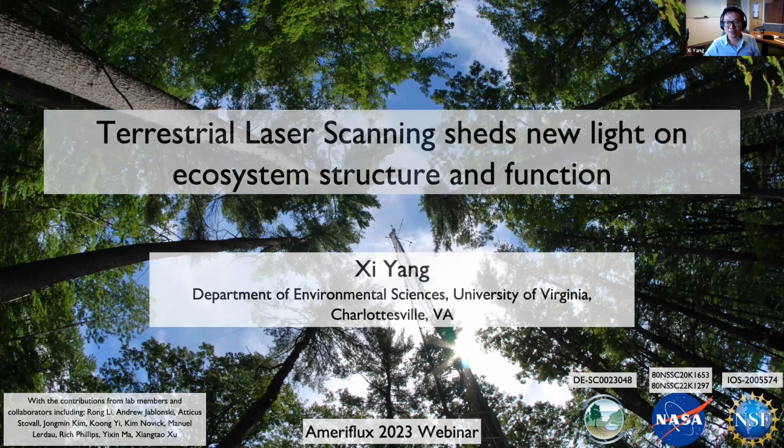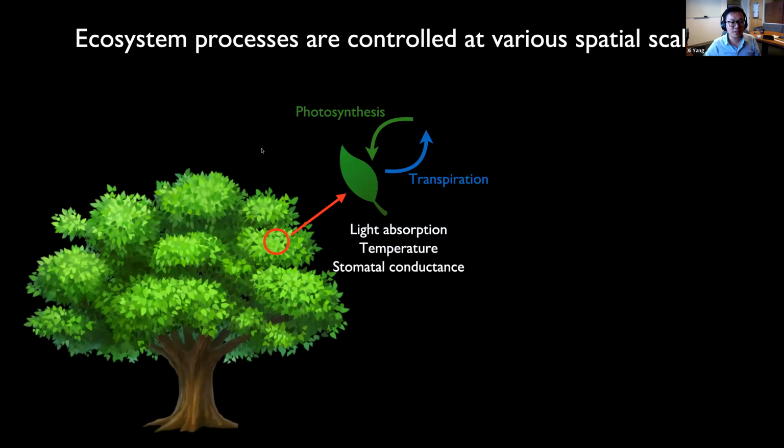But anyway, our starting point is that when we look at ecosystem processes, they're controlled at various spatial scales. For example, photosynthesis, transpiration, light absorption, the changing temperature, stomata conductance, all of those processes happen at the leaf scale.